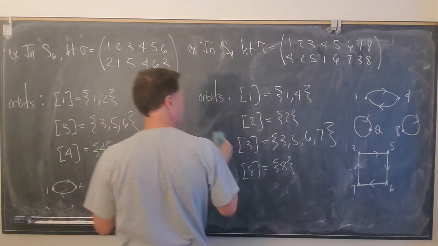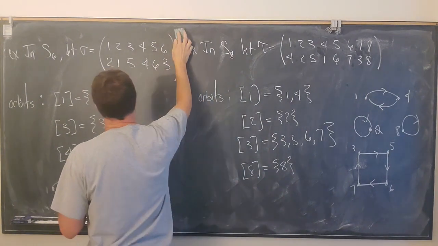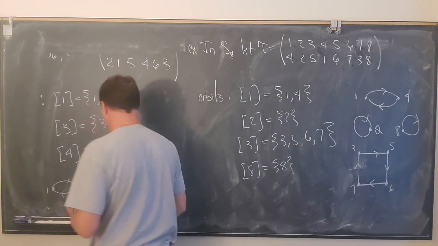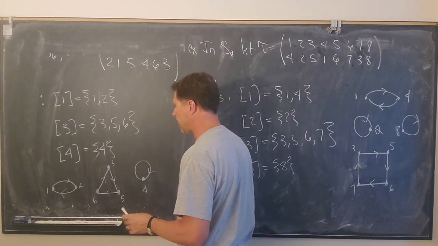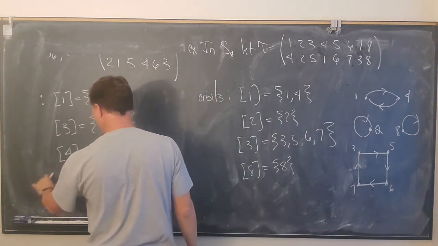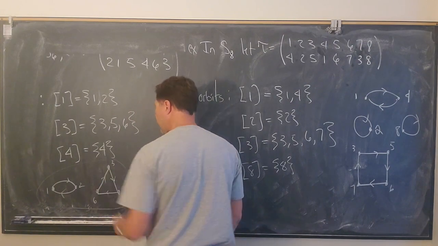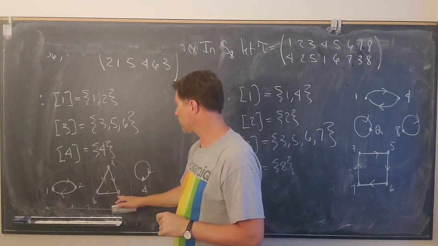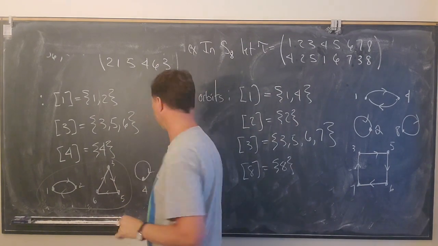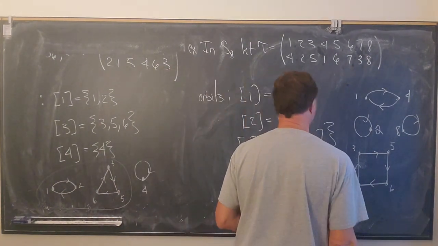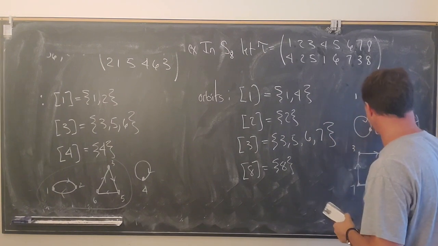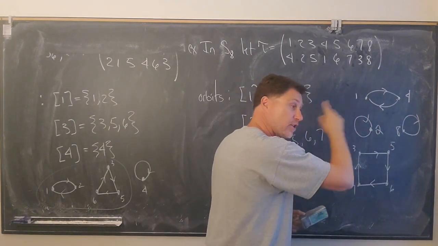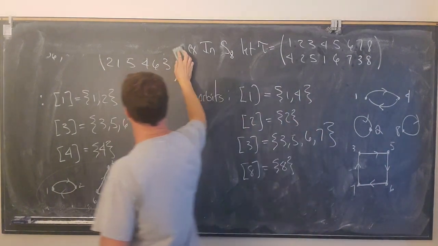And I need to erase this because I'm out of space, but I want to say something about each one of these. So what I really want to observe, we'll take one last look before I erase. Notice what sigma does here. It permutes 1 and 2 in cyclic fashion. It permutes 3, 5, and 6 in cyclic fashion. Tau permutes 1 and 4, and it permutes 3, 5, 6, and 7 in cyclic fashion. It goes around in a circle, if you like.